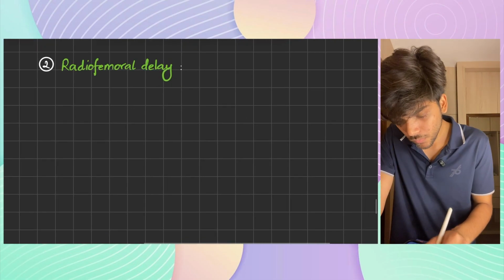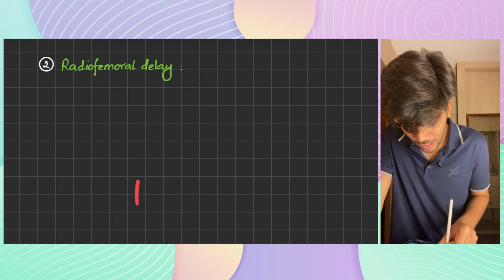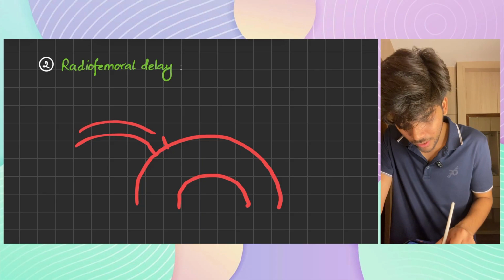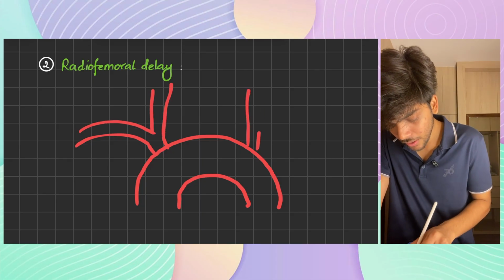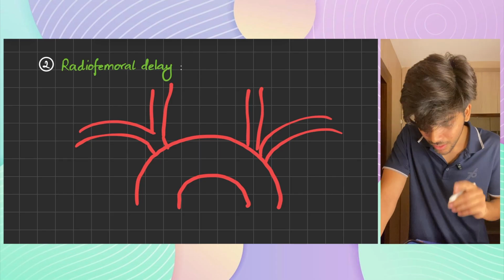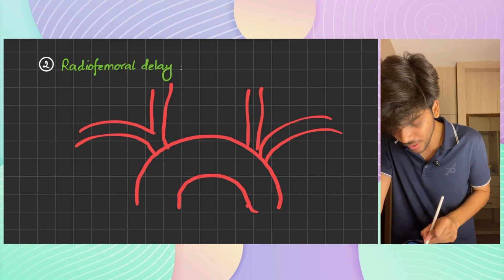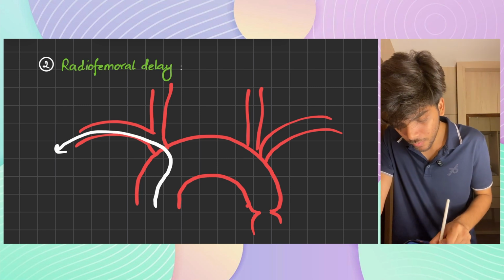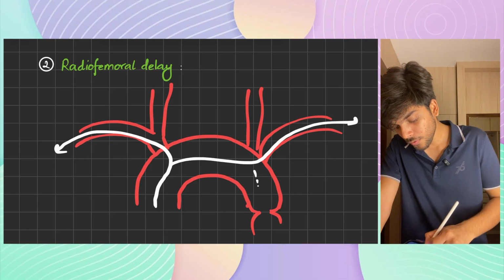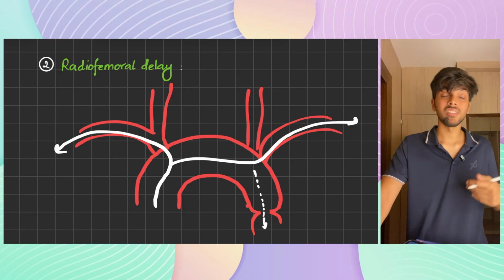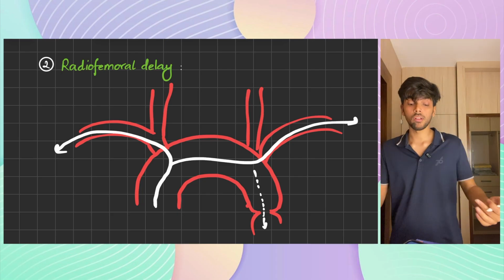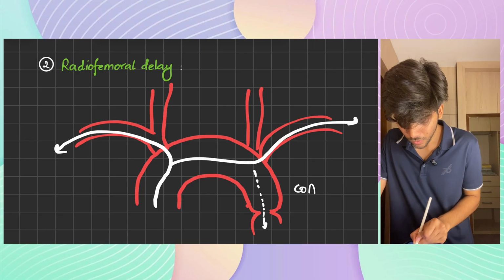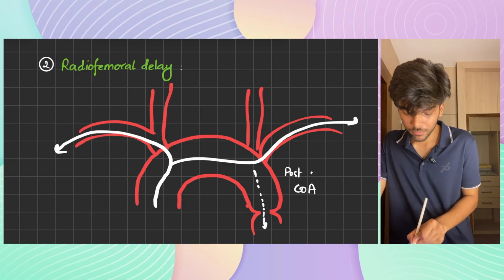Radiofemoral delay. Again the same thing. Here's the arch of aorta, brachiocephalic trunk, subclavian artery supplying the right side, the left common carotid and the left subclavian artery. If there is coarctation of aorta after the subclavian artery, in this case, blood will go into the subclavian, but then the blood flow is obstructed to the lower limb. So it will cause a difference in blood pressure, and a difference in pulse between the upper limb and the lower limb. So the first cause is coarctation of aorta, post-subclavian.